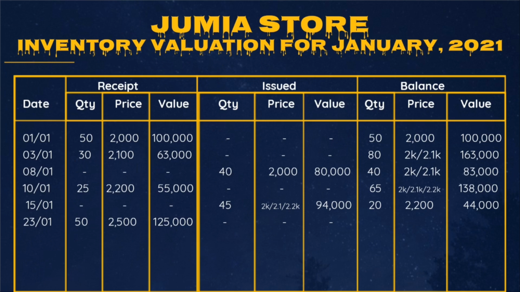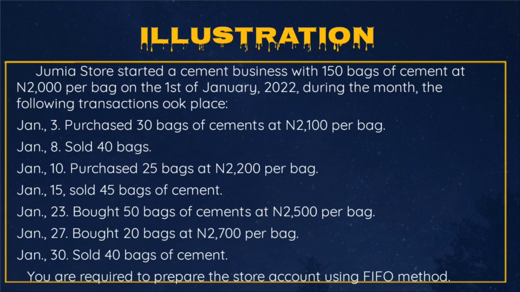That will be 20 plus 50, that will be 70 as the quantity, and the price will be 2,200. The one that is coming is 2,500, so that will be 2,200 and 2,500. Why the value will be 44,000 worth of inventories are in the store before. Now they are receiving 125,000 worth of inventory. That will be 44,000 plus 125,000, that will be 169,000 naira. So the next item, January 27, bought 20 bags of cement at 2,700 per bag.